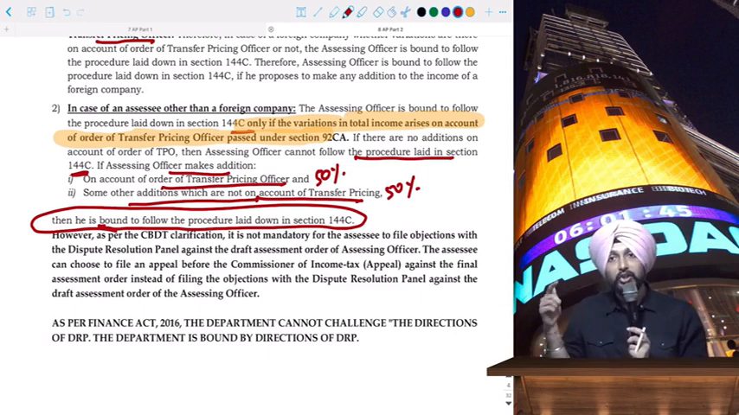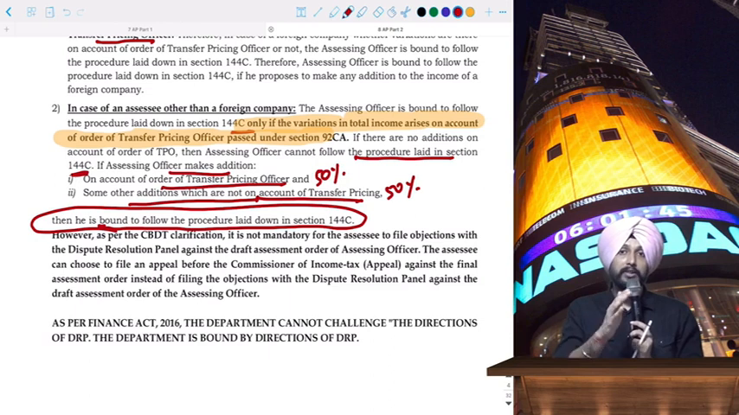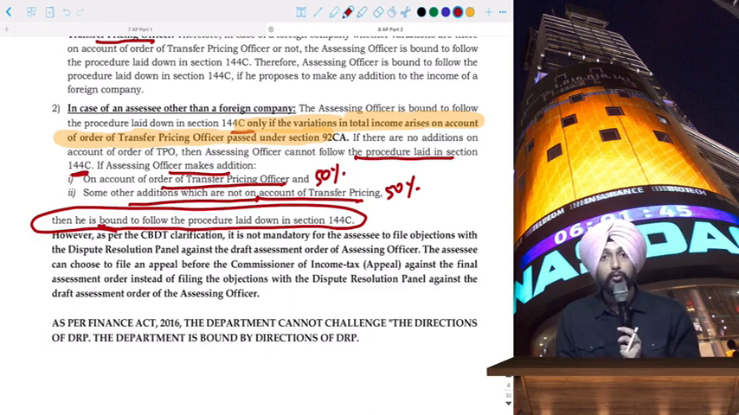Any modification in the return of a person other than a foreign company, on account of the report of the TPO, they are supposed to follow the procedure laid down in 144C. I hope you remember that.